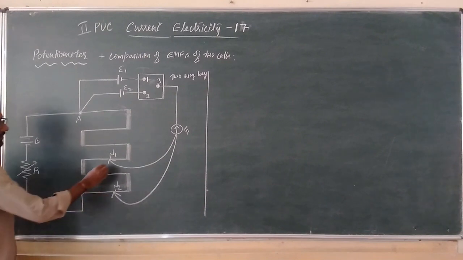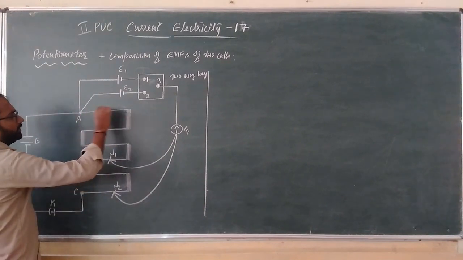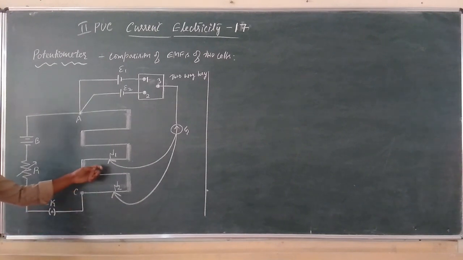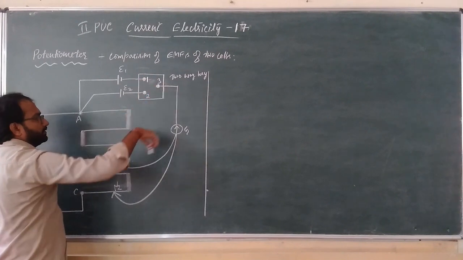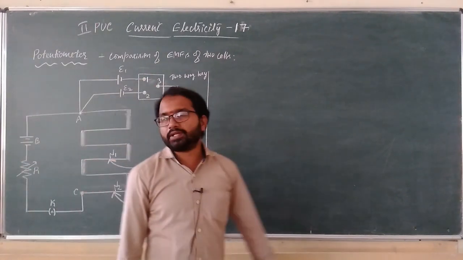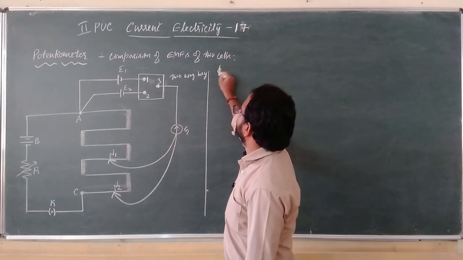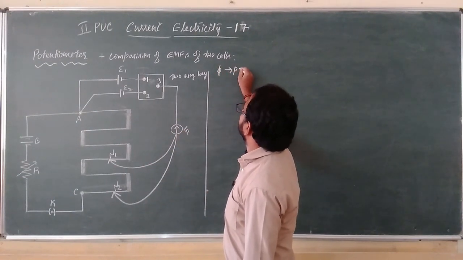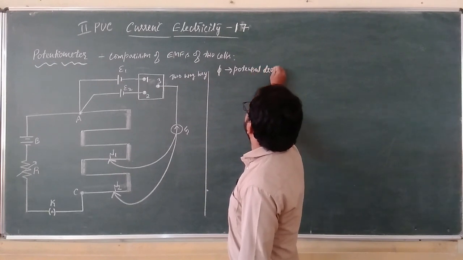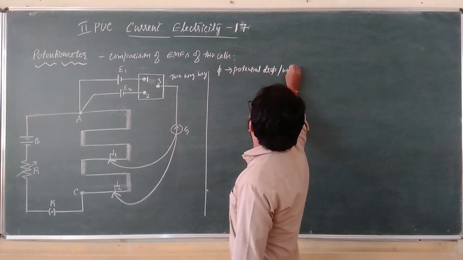This jockey can be moved along the wire for a particular length. Galvanometer shows zero deflection if the circuit is closed. Let phi be the potential drop per unit length.